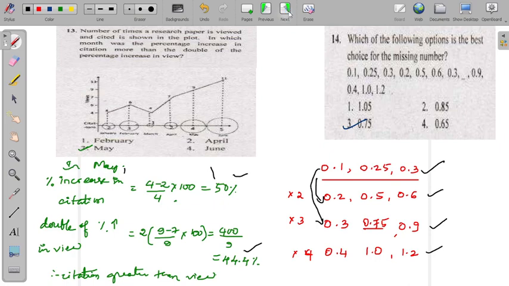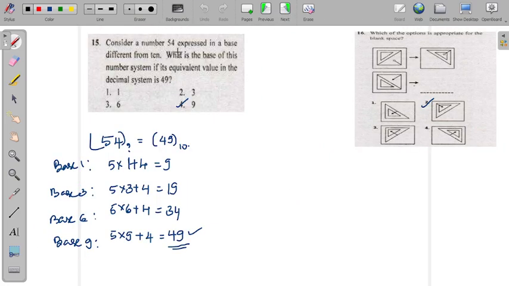15th question. Consider a number 54 expressed in a base different from 10. So I don't know what that base is, I have to find it out. What is the base of this number system, if its equivalent value in the decimal system is 49? So it must be equal to 49. You have to check with your options.